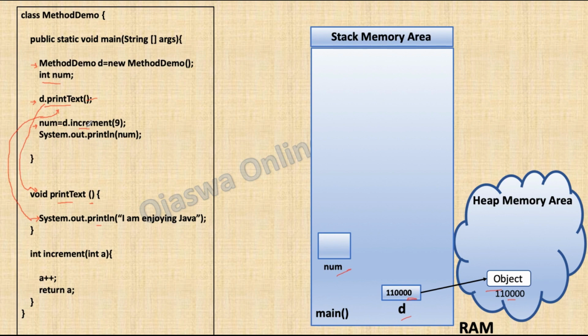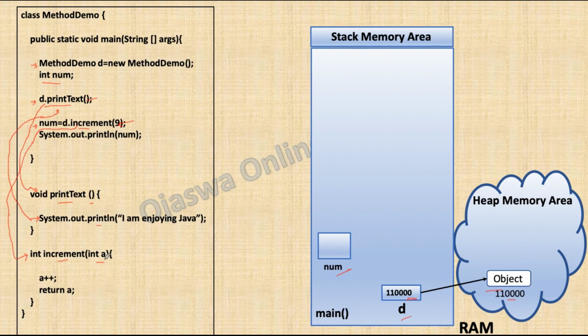The increment method is a non-static method, hence we need to call it using an object. d is an object, d.increment, and we are passing one integer argument, that is 9. If you look at the signature of the increment method, the method is accepting one integer parameter. Hence, we need to pass one integer argument inside the method call. So as soon as this statement is executed, the control of the program will go to the definition of the increment method.